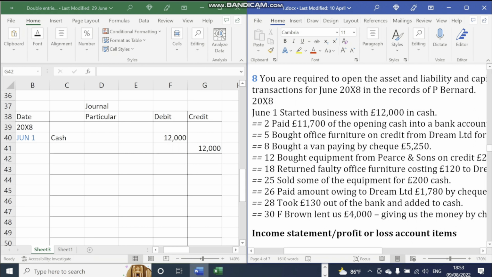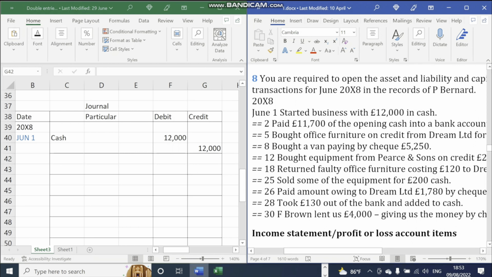Next transaction is on 2nd of June. They are saying paid 11,700 of the opening cash into a business bank account. Okay, so cash is decreasing in the business because cash in the till is being taken out and put in the bank account. So 11,700. Bank is increasing. Bank is an asset, increases debit. Cash in the till is decreasing. Cash is an asset, decreases credit.